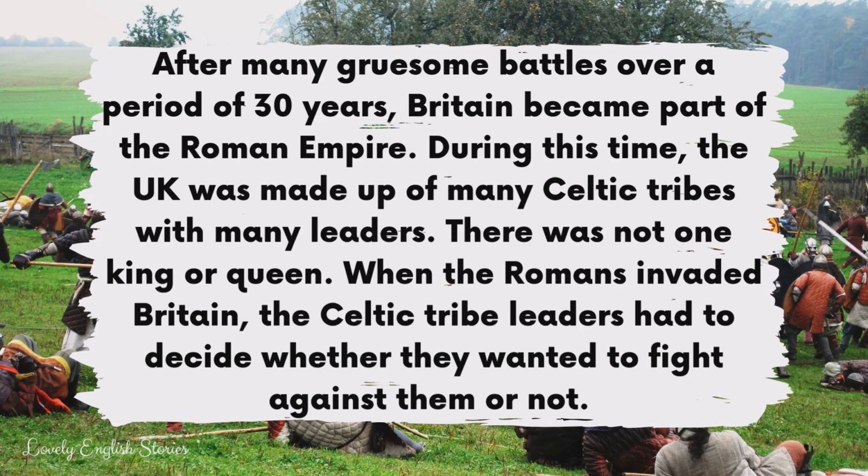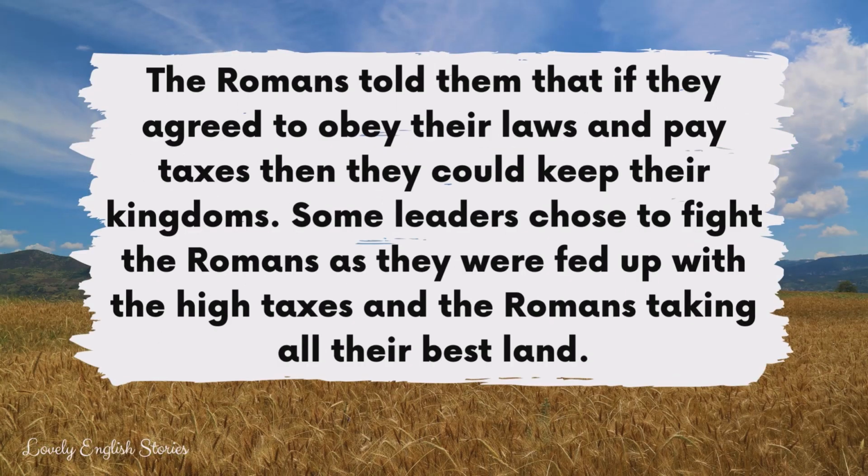After many gruesome battles over a period of 30 years, Britain became part of the Roman Empire. During this time, the UK was made up of many Celtic tribes with many leaders. There was not one king or queen. When the Romans invaded Britain, the Celtic tribe leaders had to decide whether they wanted to fight against them or not. The Romans told them that if they agreed to obey their laws and pay taxes, then they could keep their kingdoms. Some leaders chose to fight the Romans as they were fed up with the high taxes and the Romans taking all their best land.